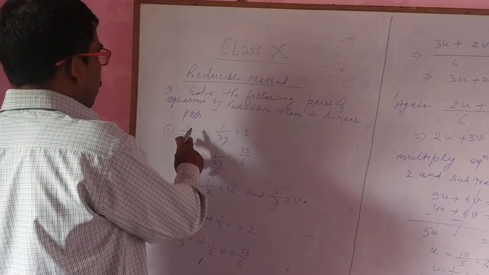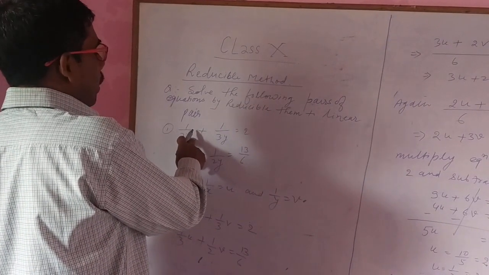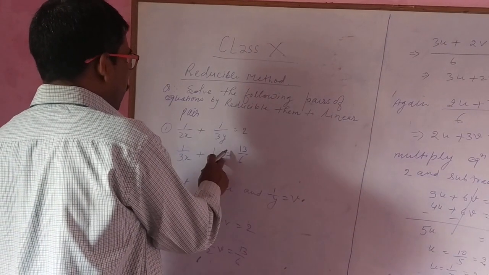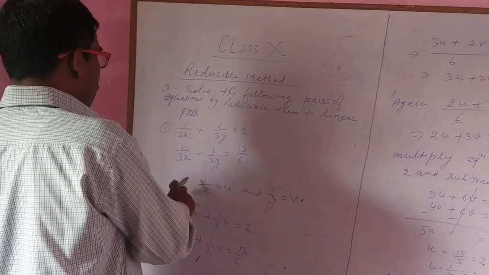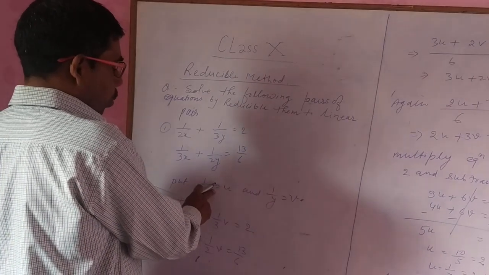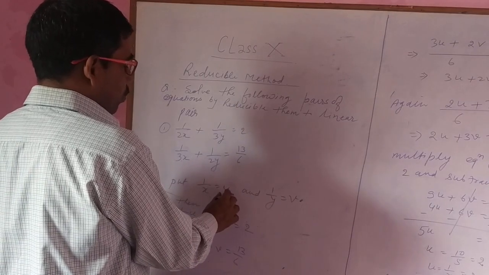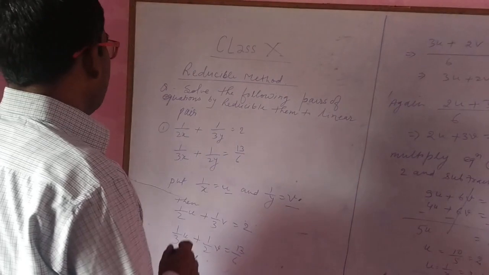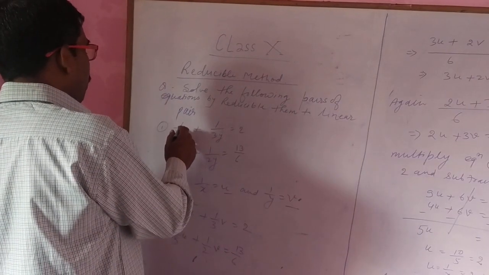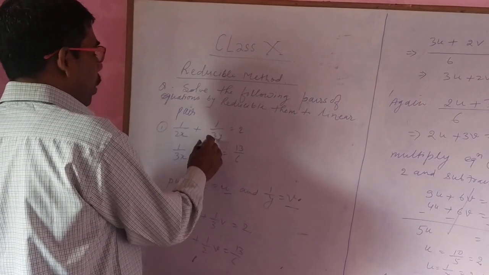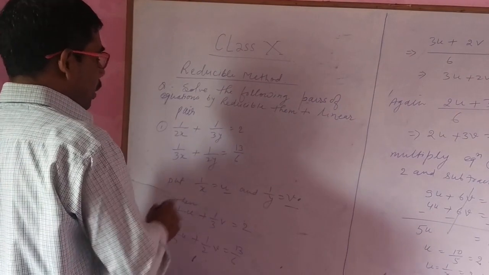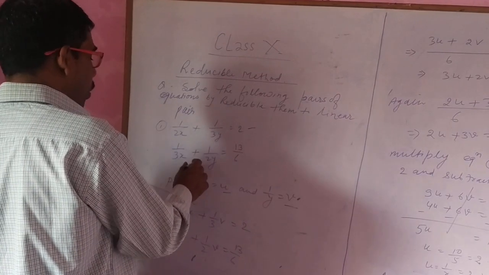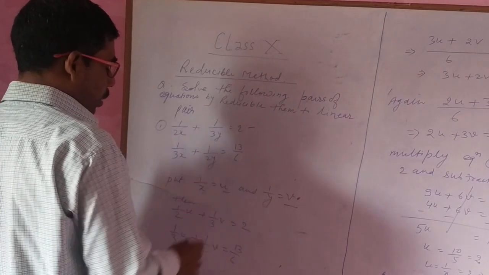Here we see that 1 by x is common in both equations and 1 by y is also common in both equations. Therefore, we put 1 by x equal to u and 1 by y equal to v. Then the equations become 1 by 2u plus 1 by 3v equal to 2 and 1 by 3u plus 1 by 2v equal to 13 by 6.